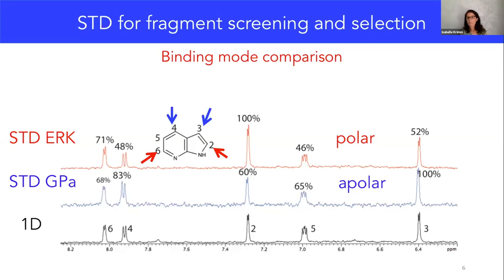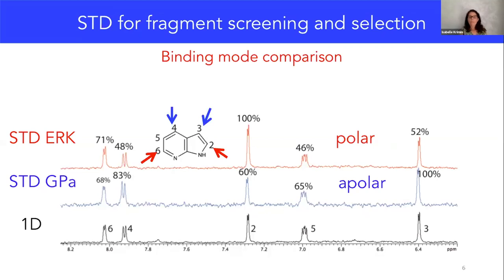And you will see that the ERK binding is due to polar interaction, while the compound binds to GPA through apolar interaction. So for example, here, it's more interesting to use this compound for the kinase ERK than for GPA, because we are looking for polar interaction, as this is an interaction that will give better selectivity when we use this compound and grow it into a drug.